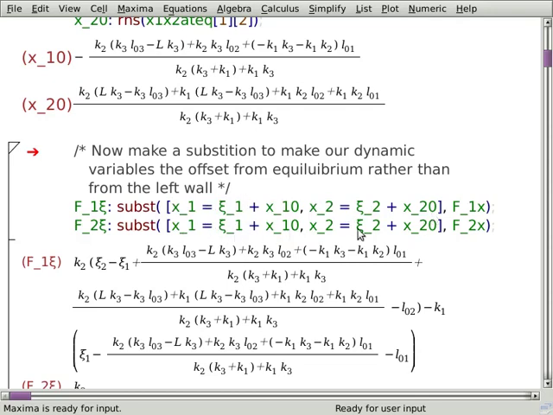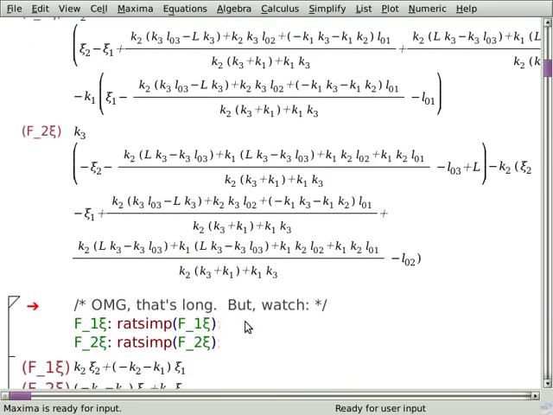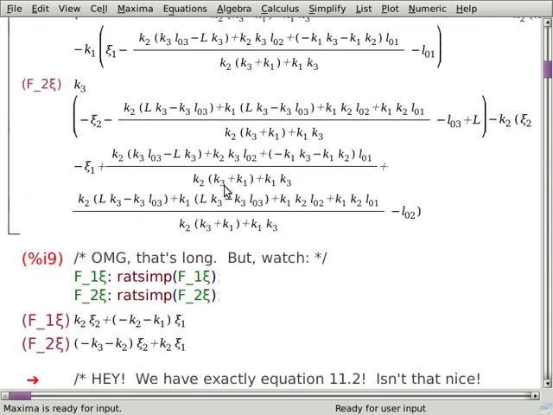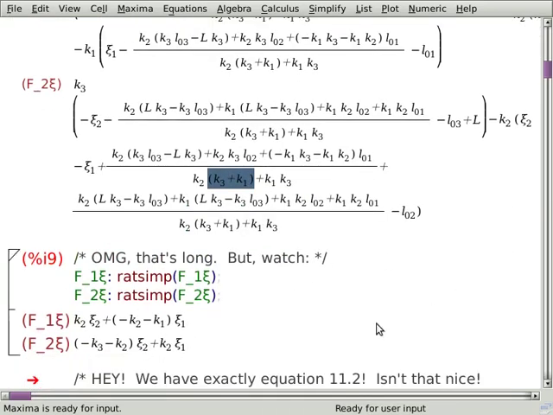So I'm going to substitute both of those into my two force equations, and I get this unholy mess. And you think, how did that help? Well, ratsimp. Always try ratsimping stuff. When I ratsimp them, look at that. They're very nice. Notice I don't have any constants anymore. I just have k's times xi's. And that's what we were looking for. All right, so, hey, we have exactly equation 11.2. Isn't that nice?